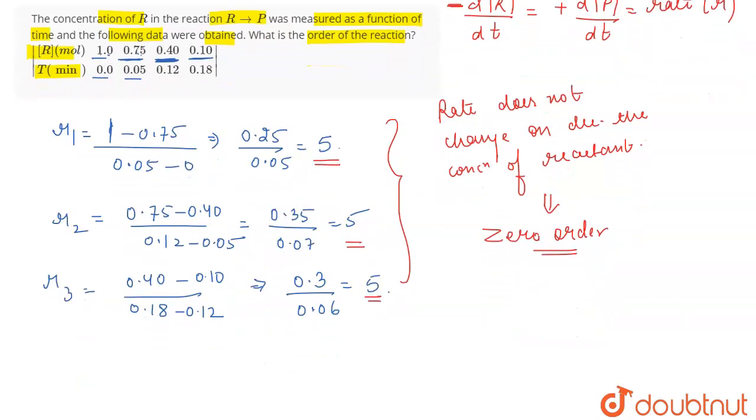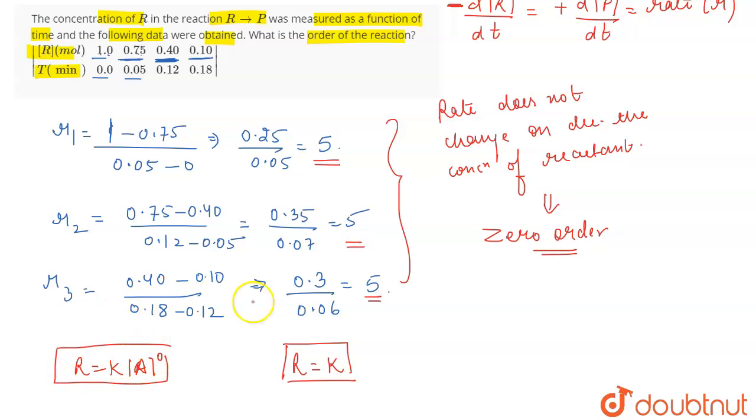Because if we talk about a zero order reaction and write the rate law for that, it is written as R is equal to K times A to the power 0, where A is the reactant, which comes out to be R is equal to K. This means that for a zero order reaction, rate is a constant, and that is what we have observed here for all the values. Therefore, this is going to be a zero order reaction. That's all for the question.